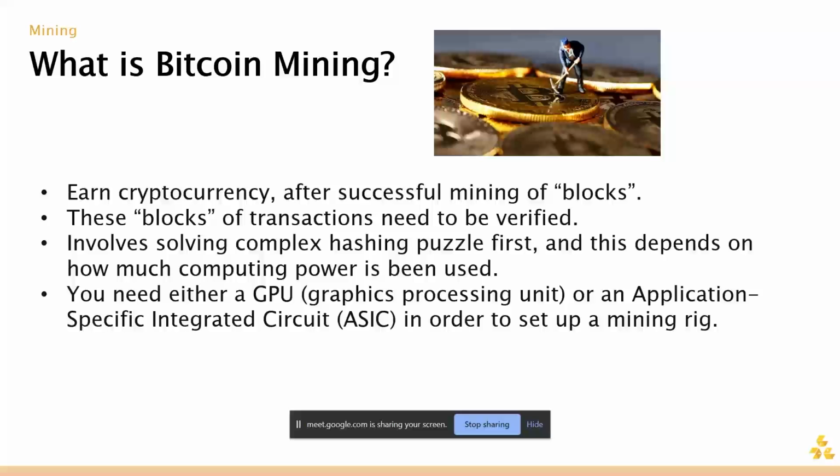These blocks of transactions need to be verified. डबल स्पेंड अटैक से बचने के लिए आपको उन ट्रांजेक्शंस को वेरीफाई करना पड़ेगा. आगे स्लाइड में बात करते हैं उसके लिए. It involves solving a complex hashing puzzle first, and this depends on how much computing power is being used. As Gaurav said, we have to solve a complex hashing puzzle first, like a math problem or puzzle which we have to solve to arrive at a hash.